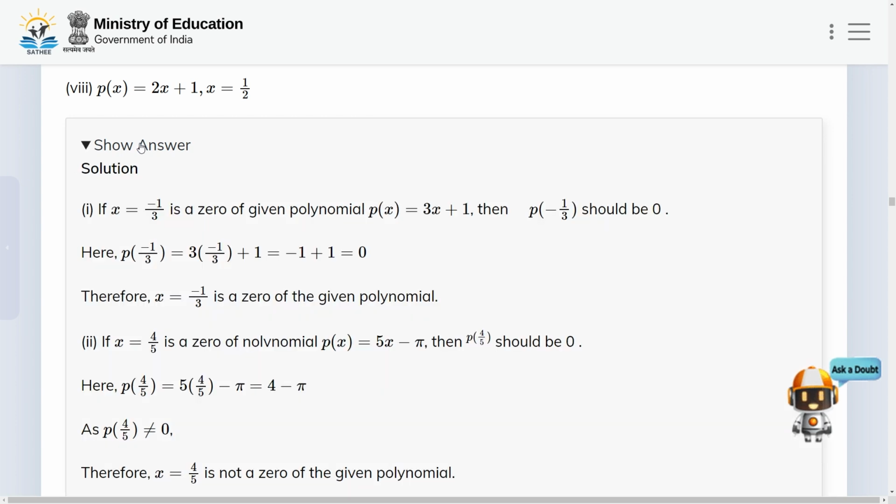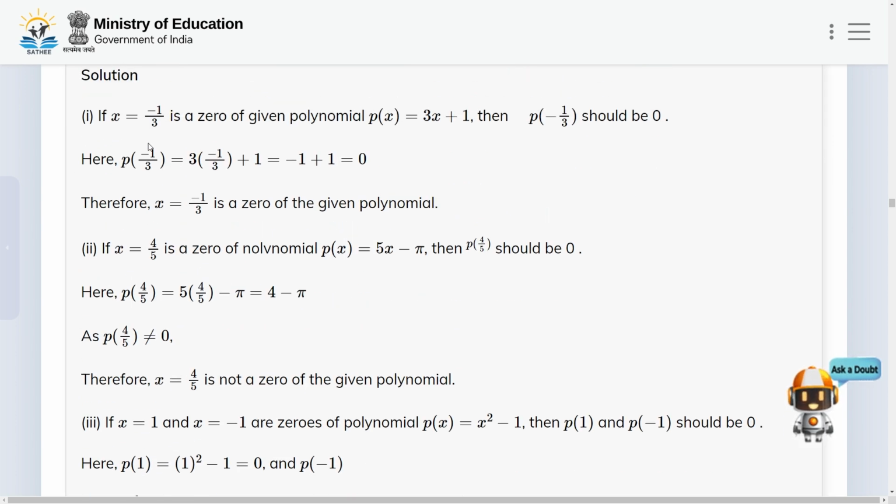So here, if x is equal to minus 1 by 3 is a 0 of the given polynomial p of x is equal to 3x plus 1, then p of minus 1 by 3 should be 0. Okay, so here p of minus 1 by 3 is equal to 3 times minus 1 by 3 plus 1, and this is equal to minus 1 plus 1, and this is equal to 0. Okay, so p of minus 1 by 3 is equal to 0. So therefore x is equal to minus 1 by 3 is a 0 of the given polynomial. Okay, so now let us move to the next one.